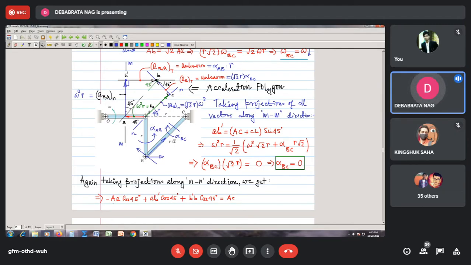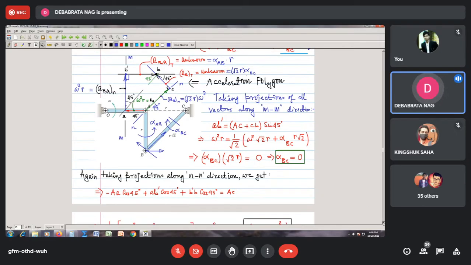So I just write minus AA cos 45 degree. It doesn't matter whether it is cos or sine, but you need to take the proper cos sign, because if it is some other angle, then it will be erroneous. So you should take the appropriate trigonometric ratios. So it will be minus AA cos 45 degree plus AB dash cos 45 degree plus BB dash cos 45 degree, and that must be equal to the line AC.